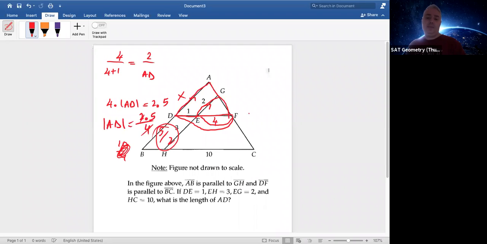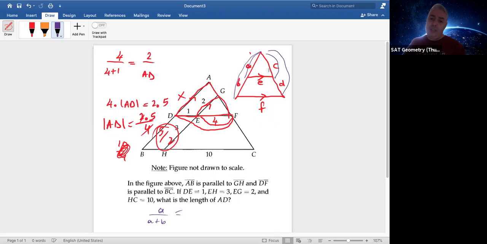That's it. The thing is this. We should know this rule. When you have a big triangle and you draw a line parallel to the base, so if you have A, B, C, D, E, F, the rule says this: A over A plus B equals C over C plus D equals E over F. But how do these rules come out?